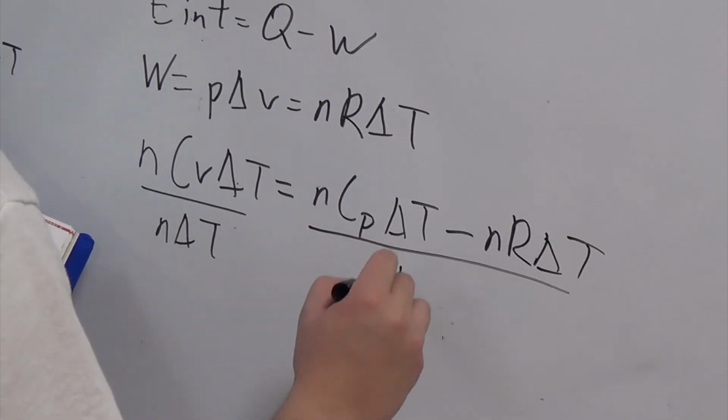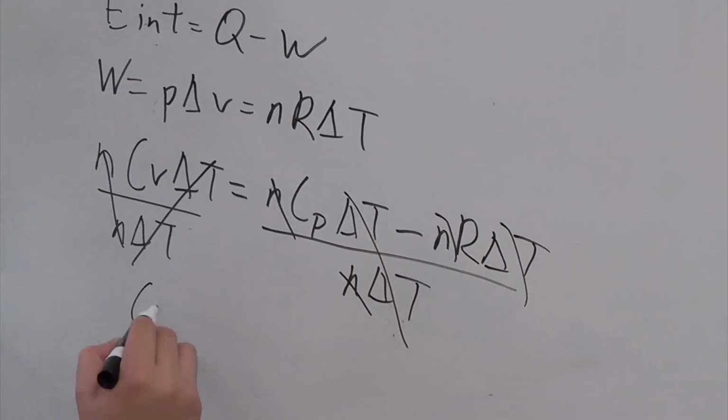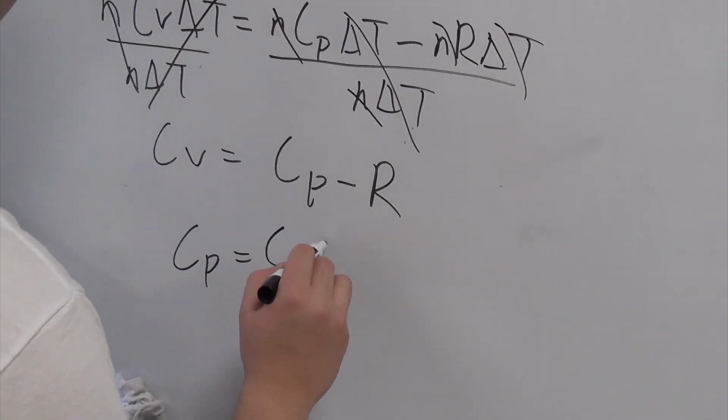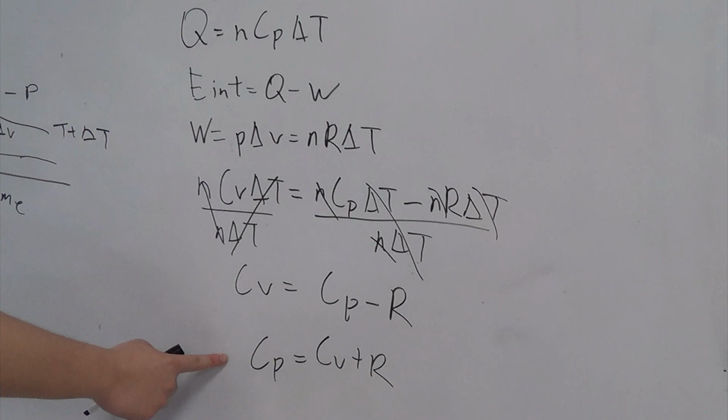Then we divide the entire equation by n delta T, and we get C sub V equals C sub P minus R. We solve the equation for C sub P, and we get C sub P equals C sub V plus R.